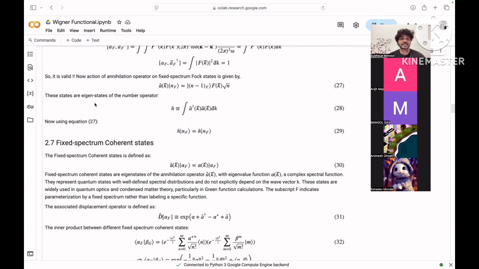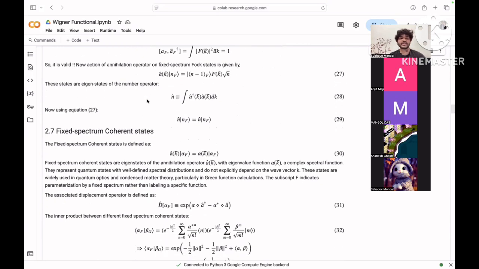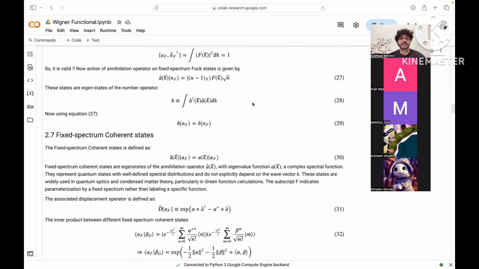And now the action of the annihilation operator on fixed spectrum Fock states is defined like this. And these states are eigenstates of the number operator, and the number operator is defined like this one we already know. And from equation 27, using the number operator, we can see that this one satisfies this equation. Sorry for the typing mistake here. This will be n only.